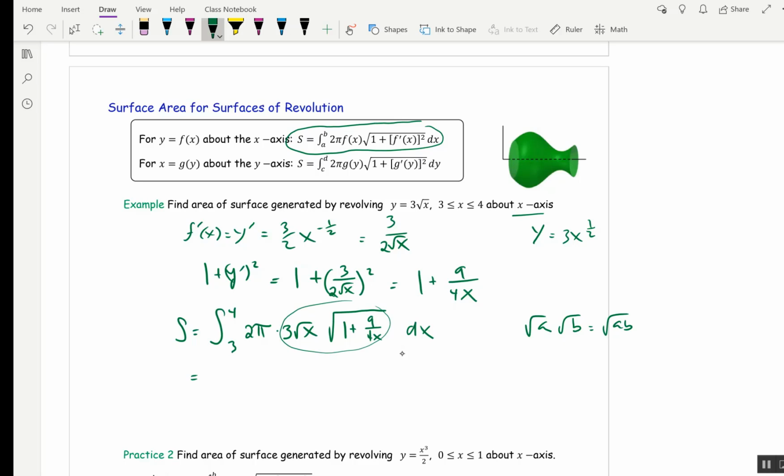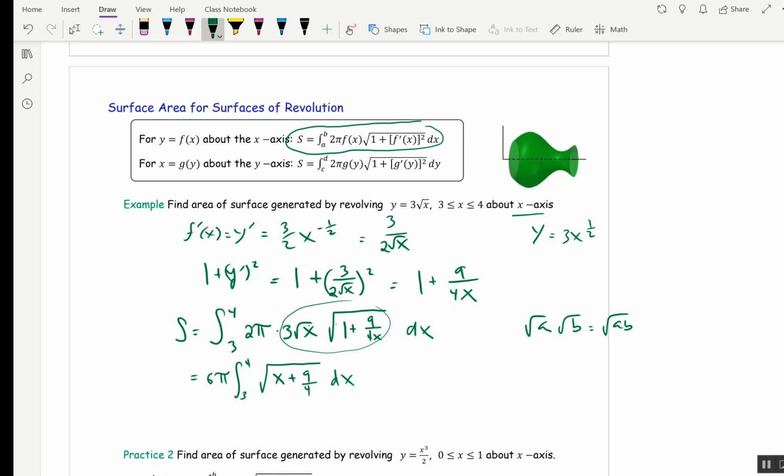And I'm going to take that 2 pi, which is sort of annoying me, and bring it out front. 3 to 4. Oh, you know what? I'm going to take that 3 and combine it with the 2 and bring out a 6 pi. So we'll have 6 pi out front. And then combine these two square roots. So x times 1 is x. And then x times 9 over 4x is 9 over 4. So there's my new integral.